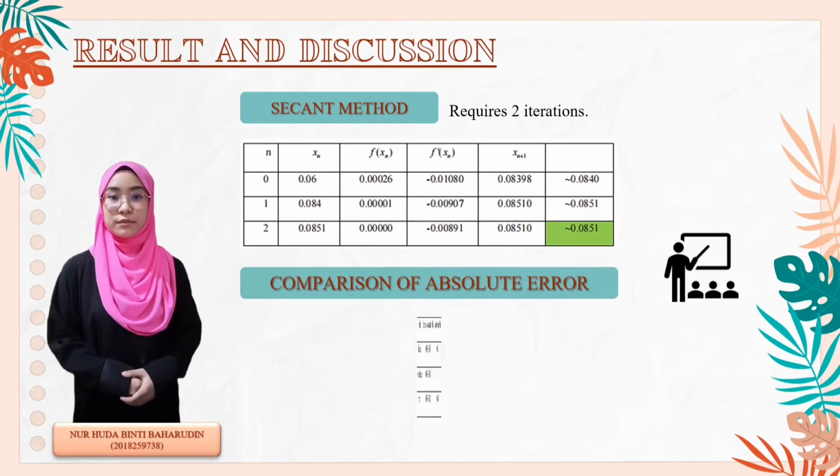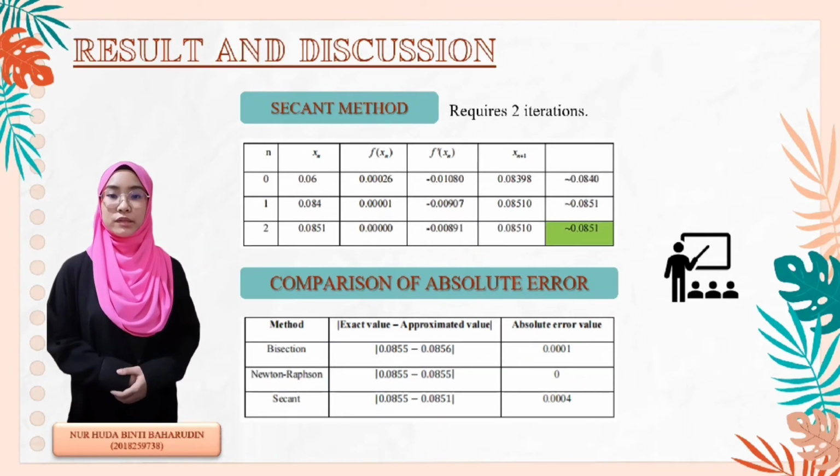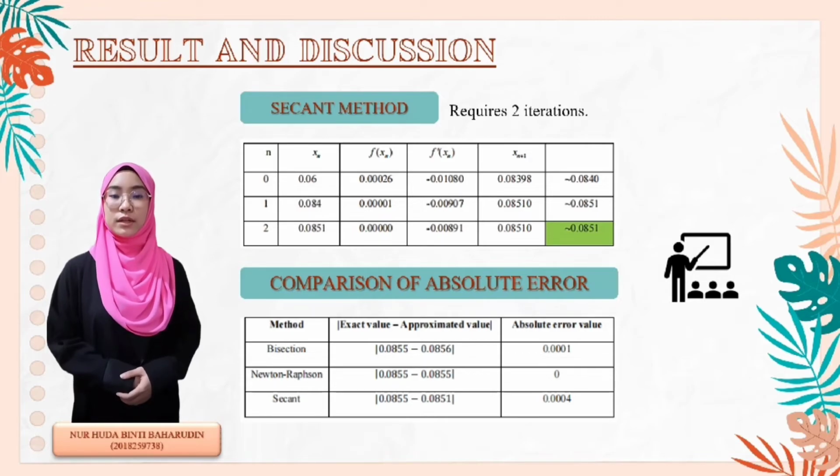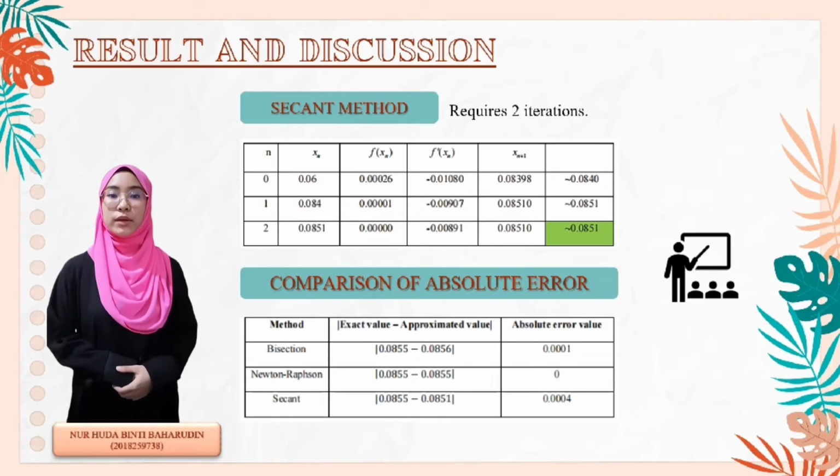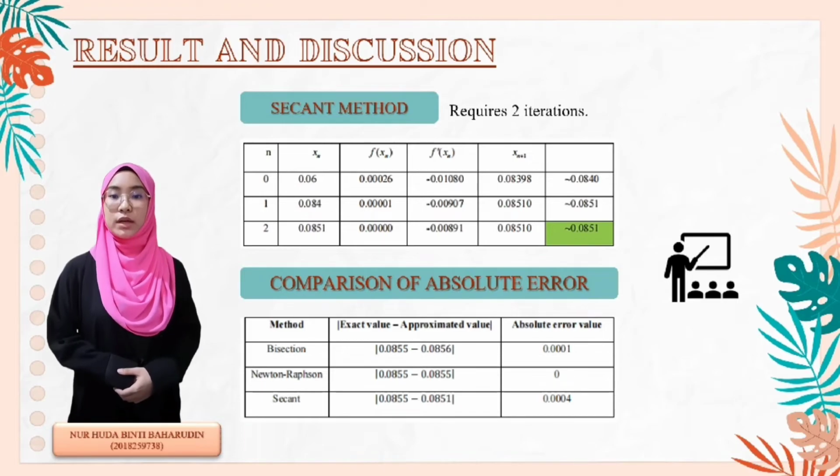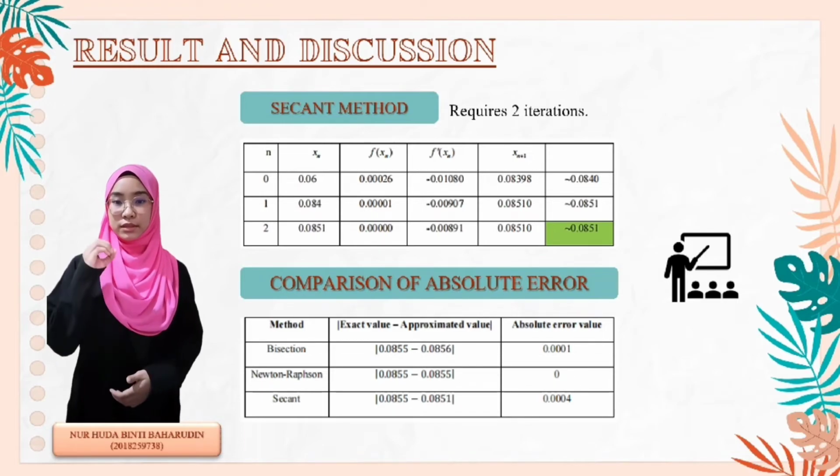This table shows that secant method requires only 2 iterations to find the roots. The approximate value for this method is 0.0851. This table shows the calculation for absolute error, where the exact value minus the approximate value, and we can see that Newton-Raphson method gives us 0 exact value.